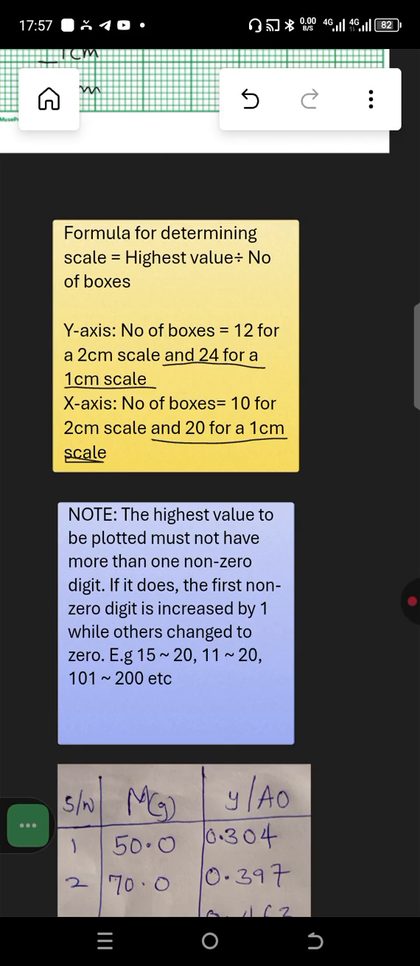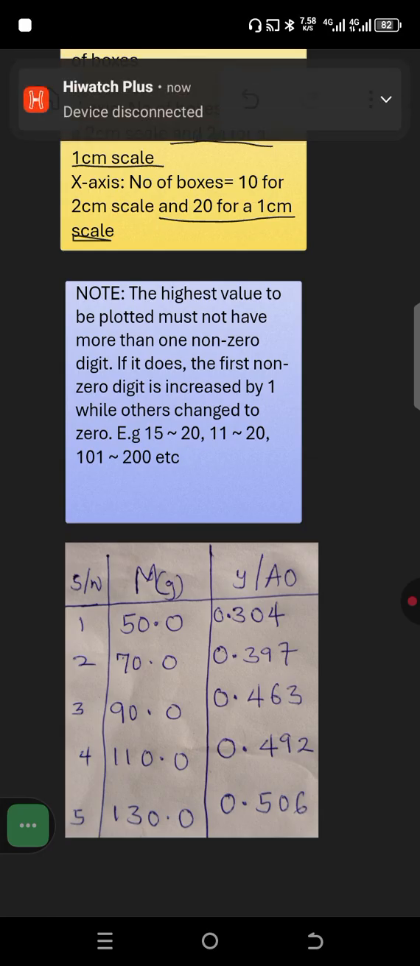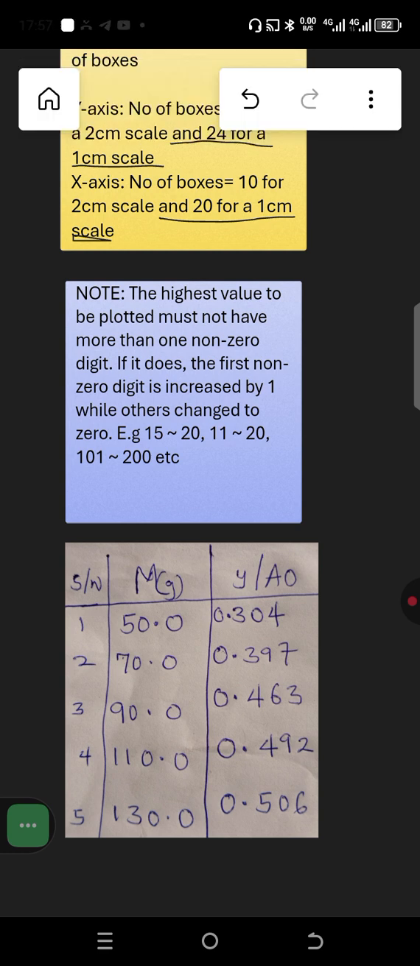Now there is something to note while you are still considering this. Note, the highest value to be plotted must not have more than one non-zero digit. If it does, the first non-zero digit is increased by 1, while others change to 0. Now if you look at this particular example, we have 15. Now 15 has 2 digits that are non-zero. So what did this note say we should do? You will increase the first digit, which is 1, to 2, and you will turn the 5 to what?